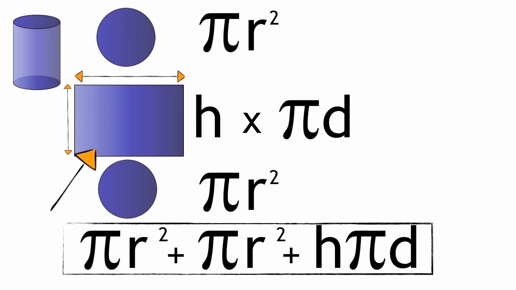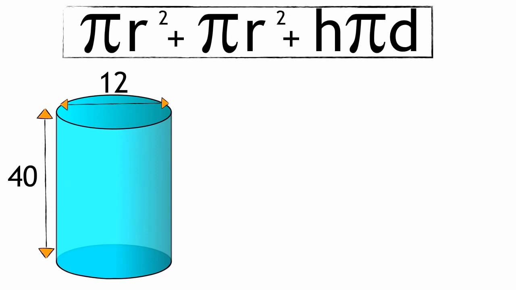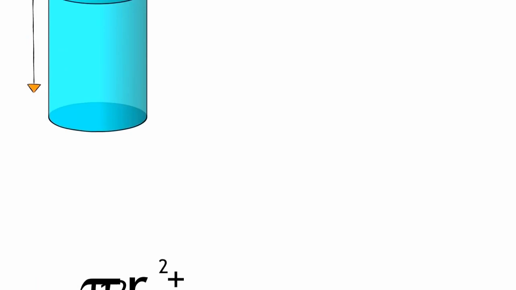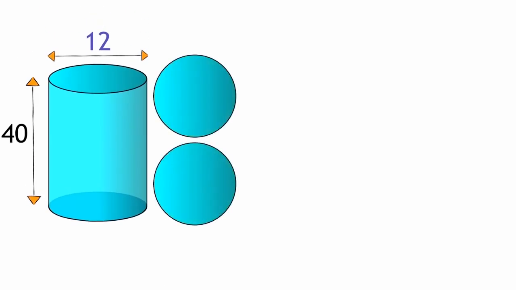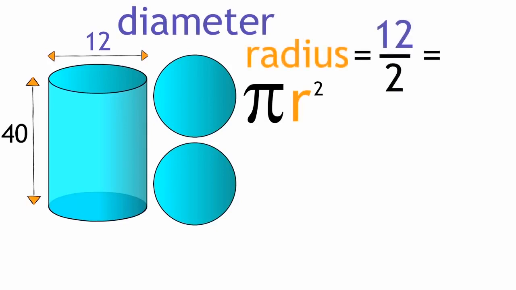Now I want to work out the surface area of this cylinder. Now we could just try to remember that formula from the last page, but unfortunately it would cram our brains full of too many formulae. It would be silly. So let's just do it bit by bit. So two circles, the circle top and bottom, pi r squared. Now again, we've got the diameter here, not the radius. The radius equals 12 divided by 2, which is 6.